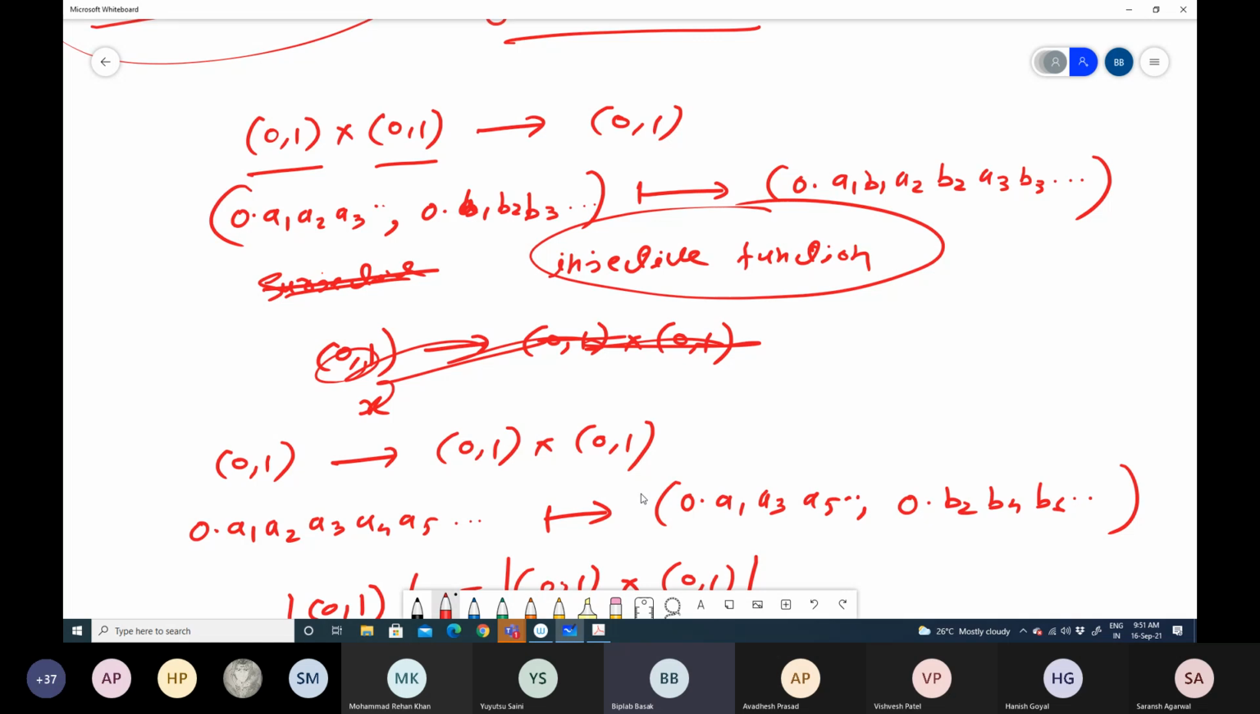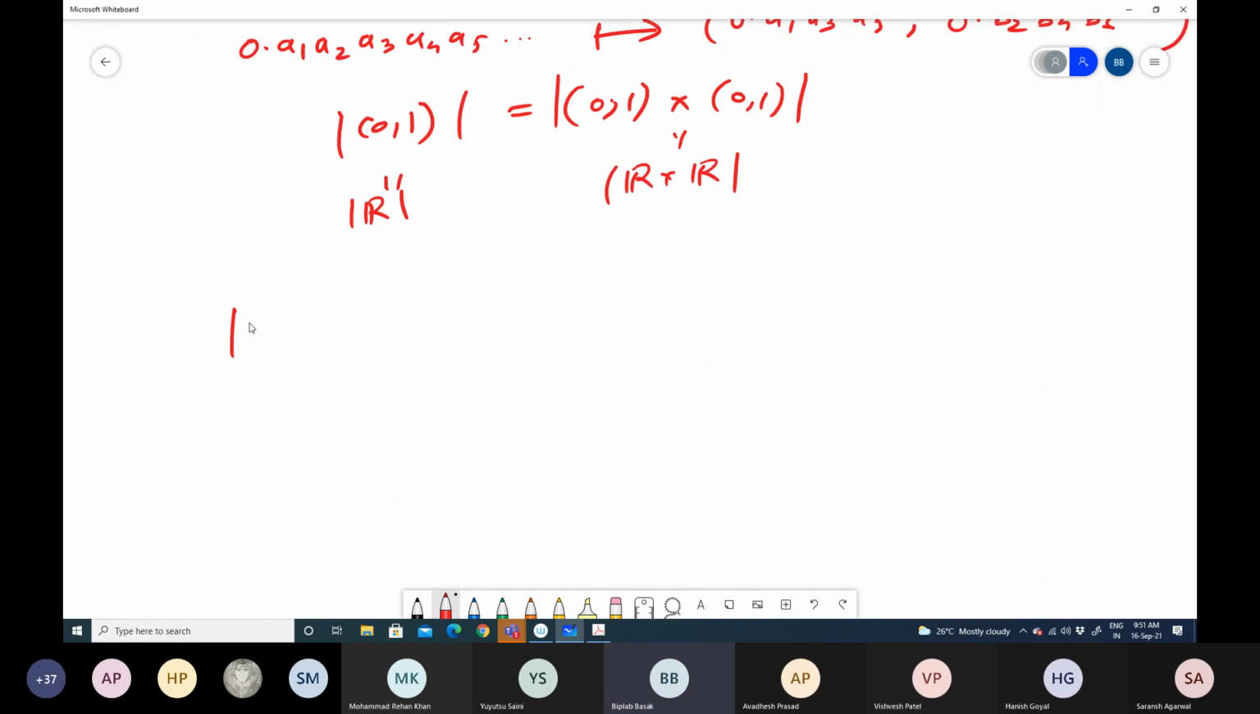Okay. Now in a similar way you can prove that the cardinality of R is the same as the cardinality of R^n, that means the finite product of R. In this way you can prove that.